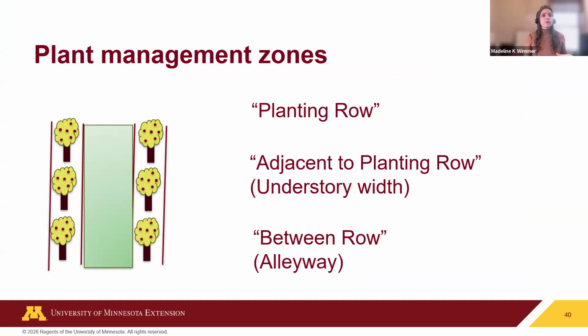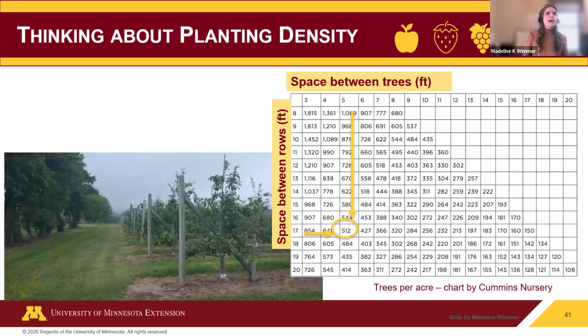You have your planting row, which is going to be where all of your trees are planted. And then you do want to think about what's adjacent to your planting row, along with what is going to be the alleyway in between rows. So here's a chart that shows how many plants you're going to be able to fit in per acre based on the spacing between trees. This is from Cummins Nursery, which sells a lot of apple trees commercially and is a good source for that.